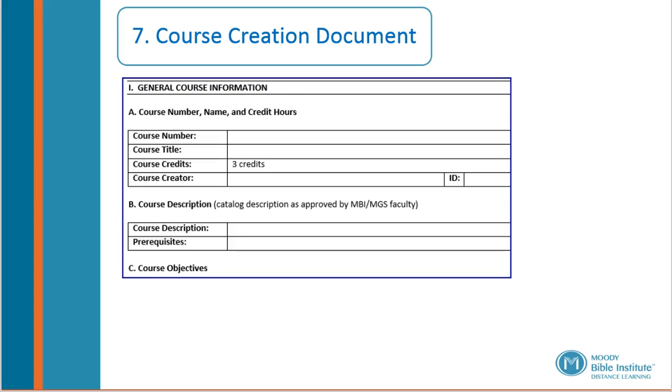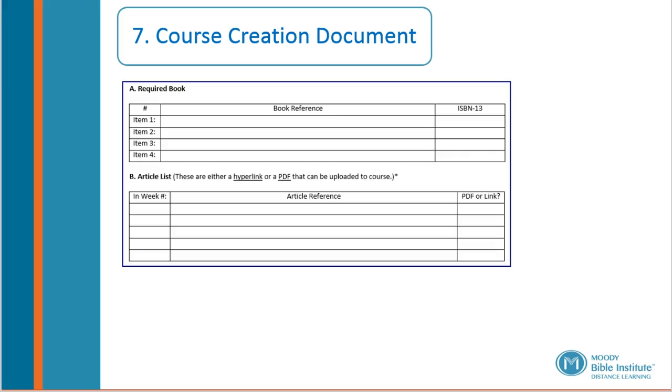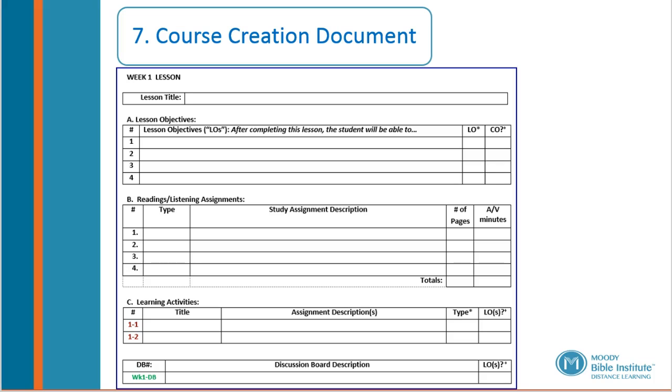The seventh step is an expanded version of the course map, something we call the Course Creation Document, or CCD. This is a longer document in which we can lay out the course in more detail. It starts with the course description, the course objectives, and the listing of the required materials. Then there is a page for each week of the course to outline the structure of the weekly lesson.